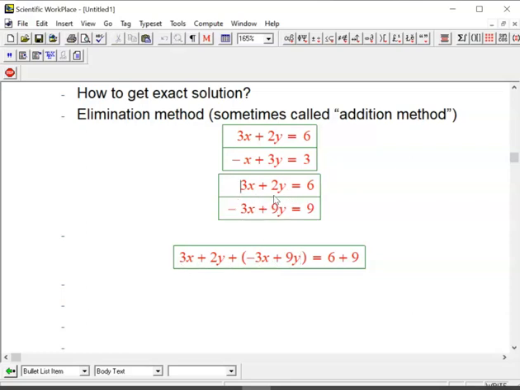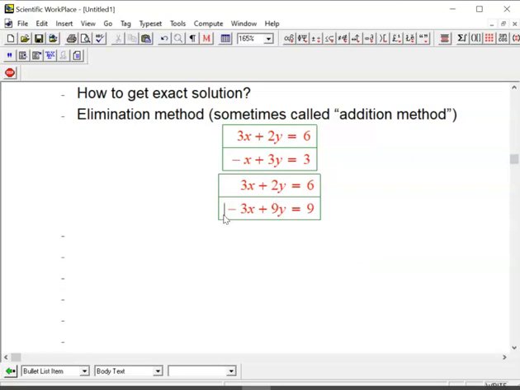If you have it set up in columns with the x's, the y's, and the constants lined up, you don't even have to write it out this way, and I wouldn't usually. I would just put a bar under all this, like a usual addition problem, and just add. 3x plus minus 3x, that's a 0x. That's the whole point of doing this. And then plus 11y equals 15.